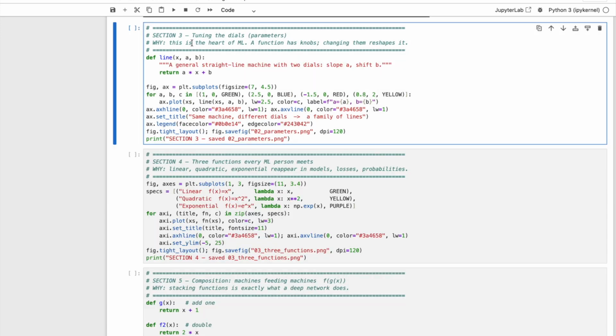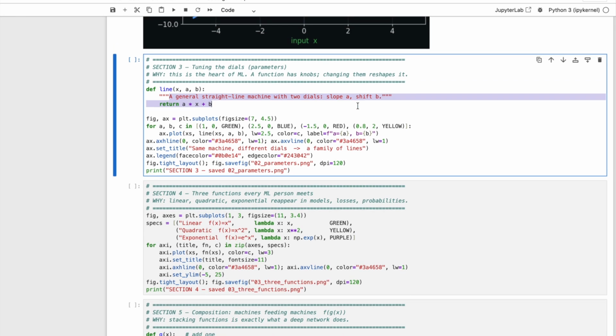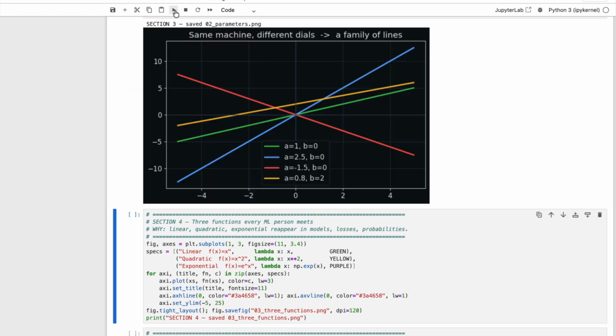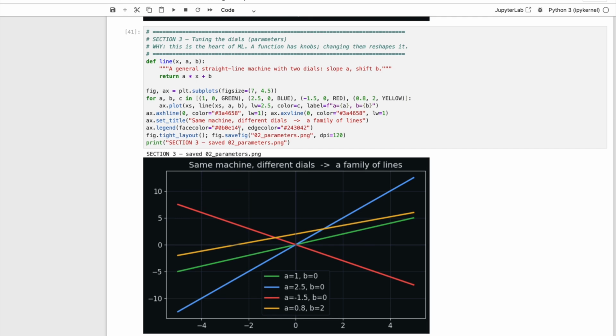Here is where machine learning begins. Most functions have dials called parameters. For a straight line, a is the slope and b is the shift. Change the dials, and the same machine becomes a whole family of different lines. Hold on to that thought.